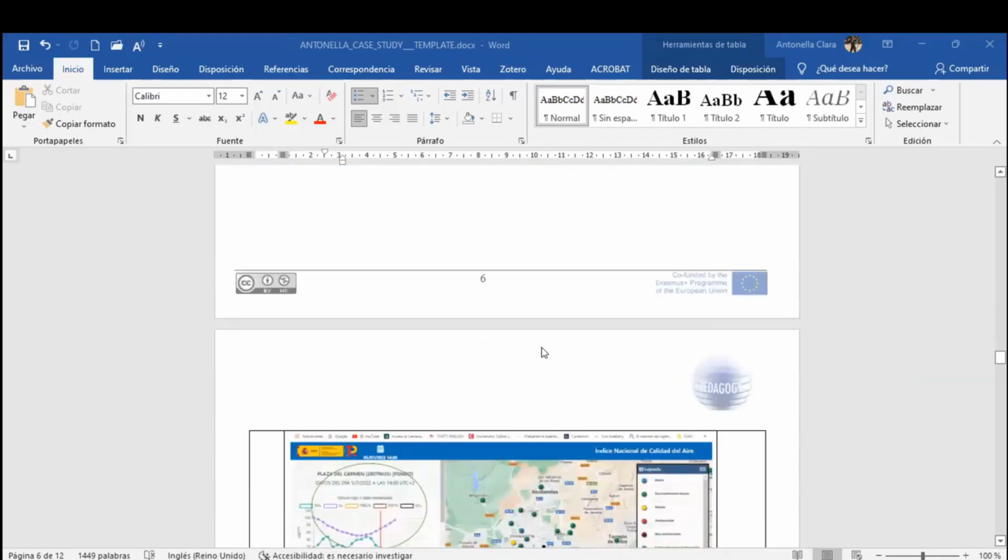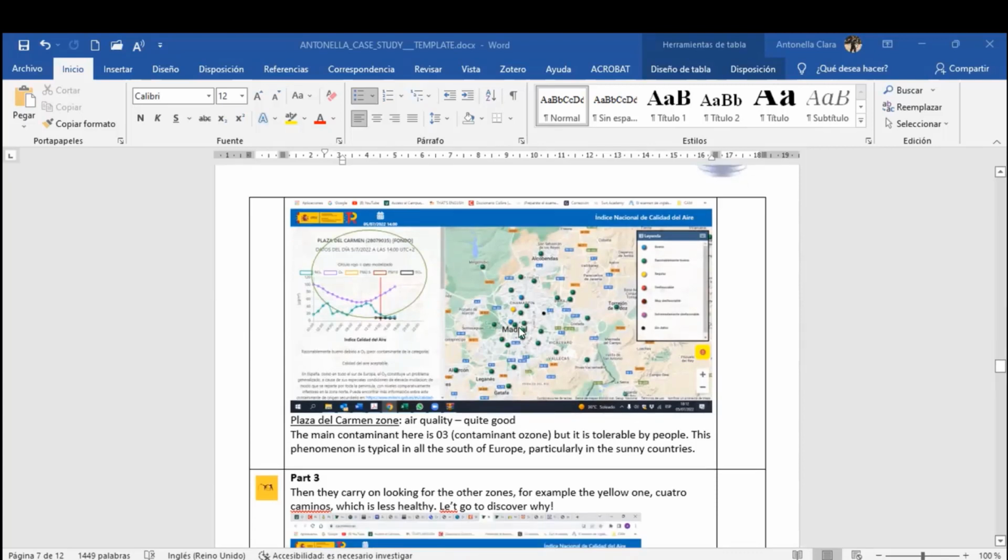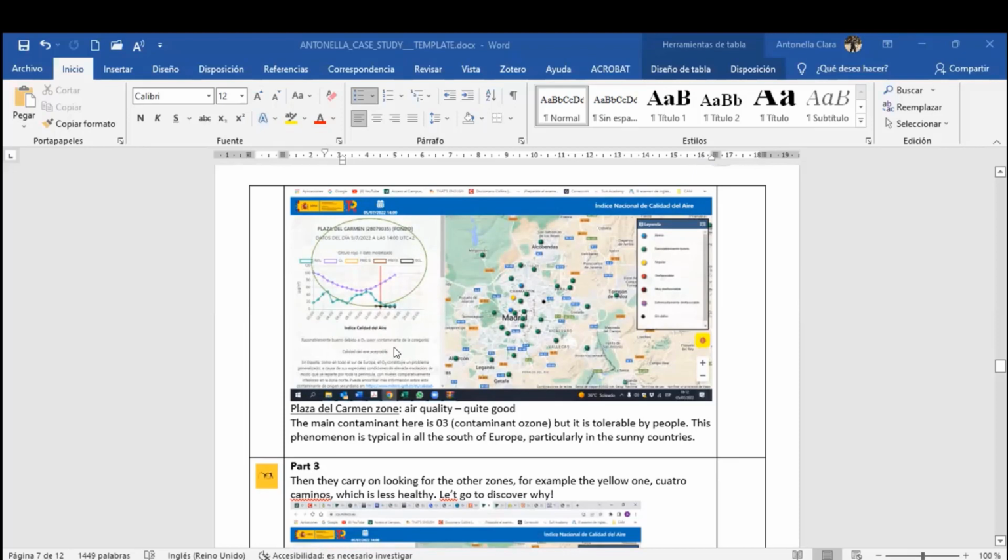So after, we are going to look into the data. We are focusing on Madrid, okay, and we are going to discover all the points with different colors. The blue ones are with good air quality. The green is more or less. The yellow is dangerous, and so on. And here you can see a little graphic, and after is an explanation.